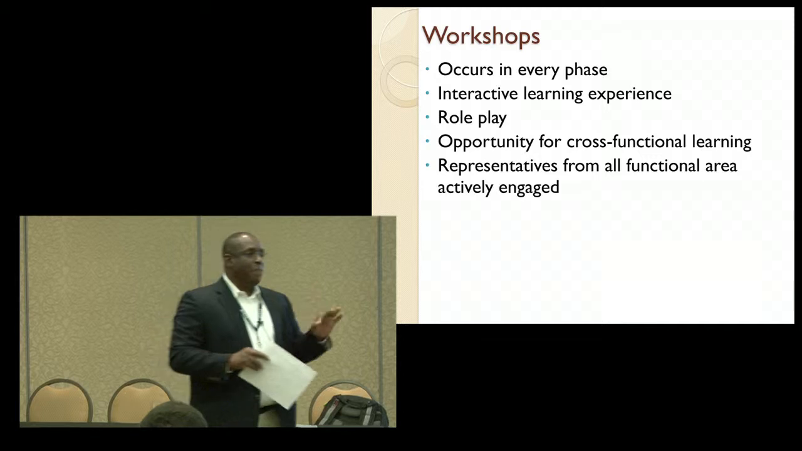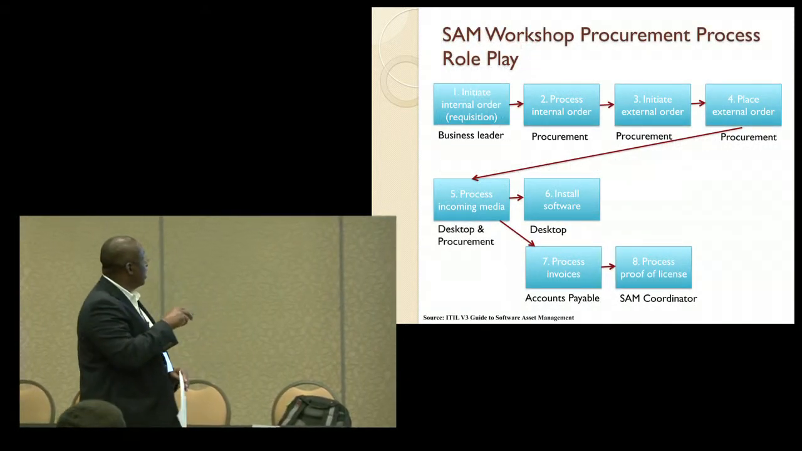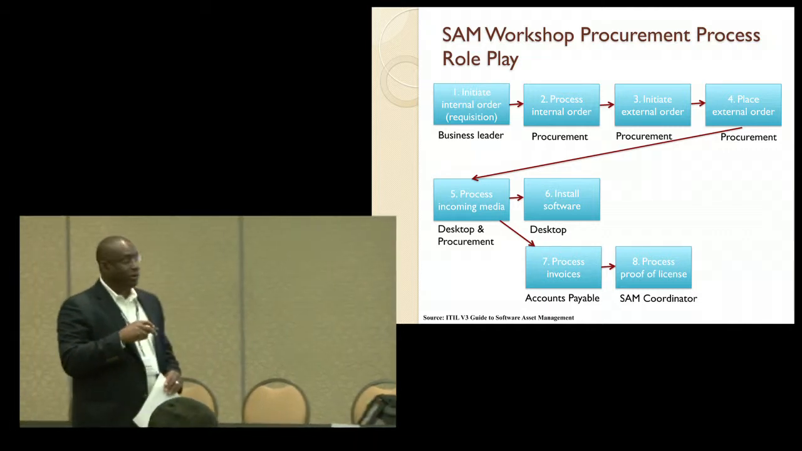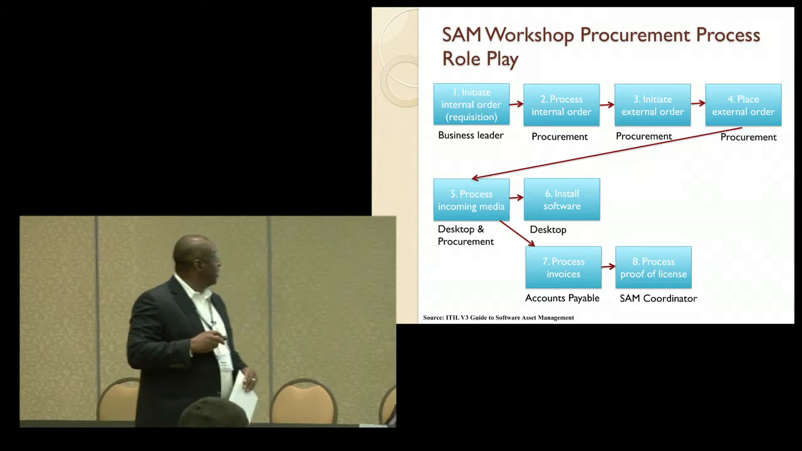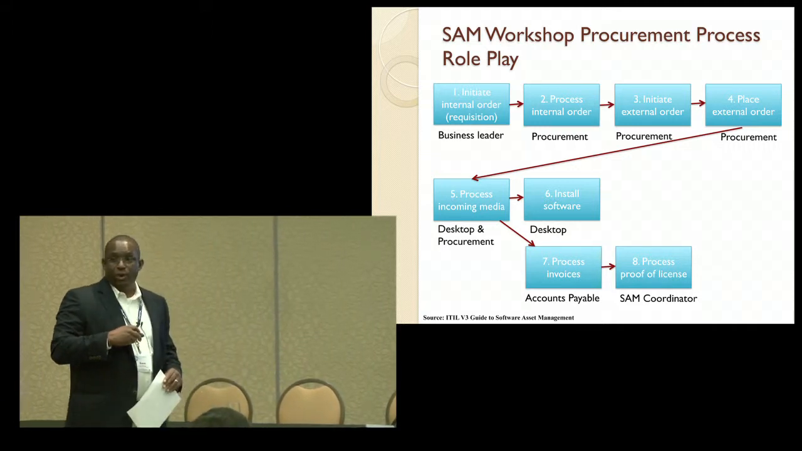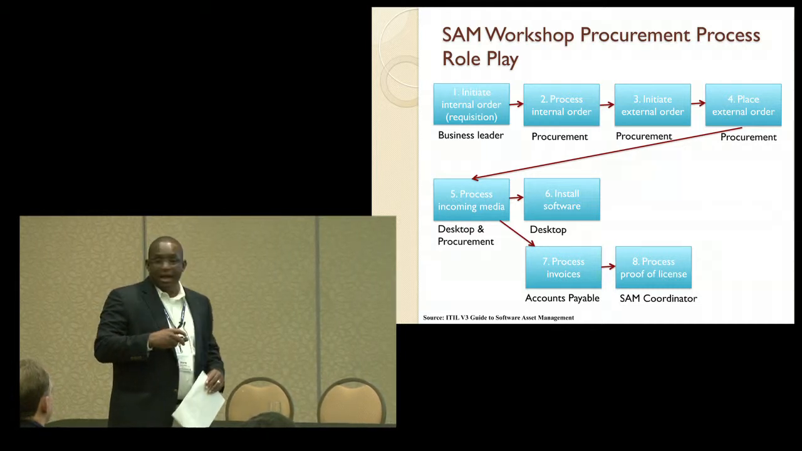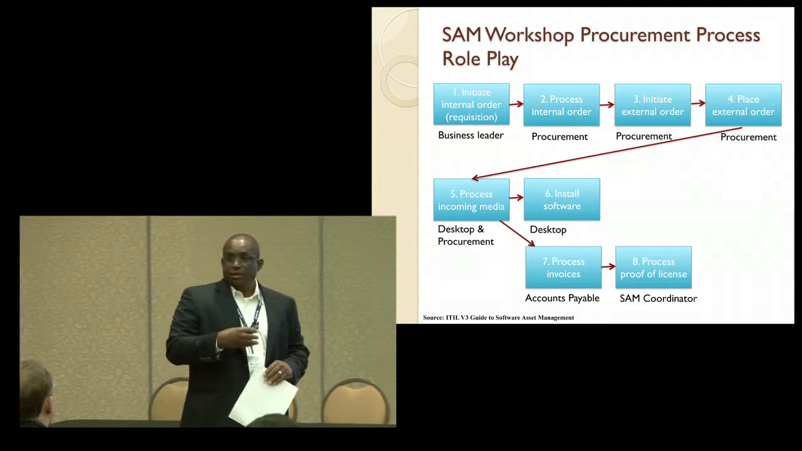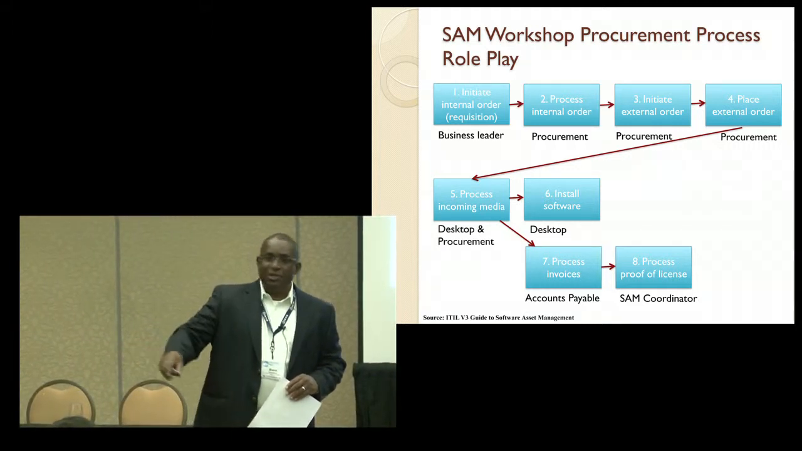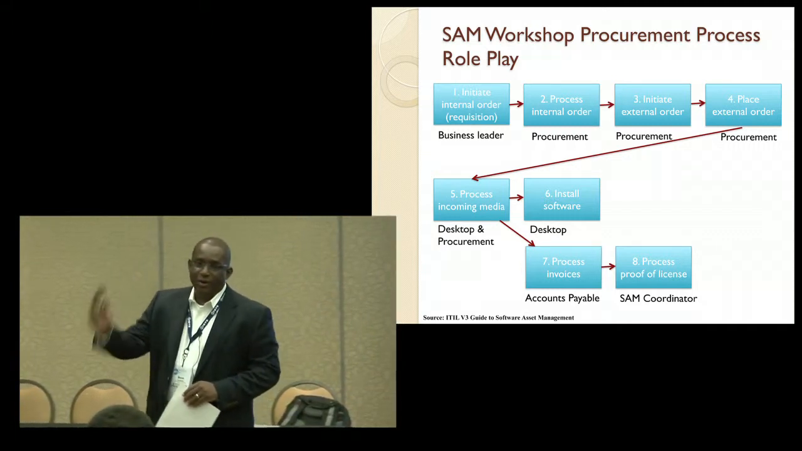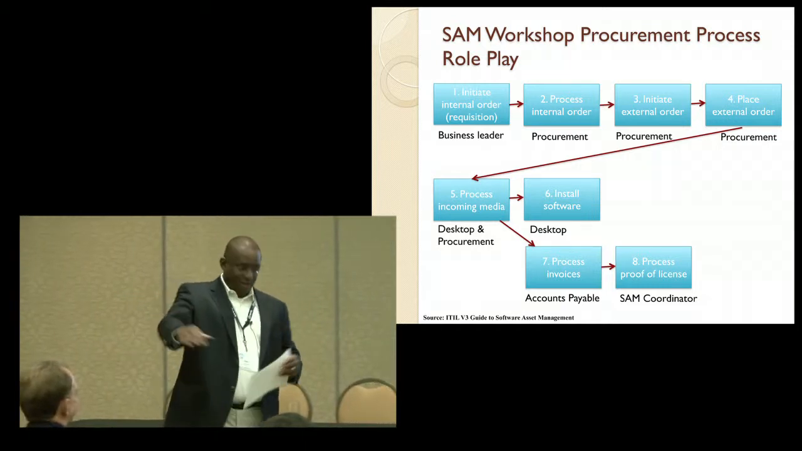So I'm going to simulate based on this process where we initiate an order, process an internal order. You initiate one for the external order, place that order, process the media for software. You're going to install it, right? There are going to be some invoices. And then you have to do a proof of license, right? So if I install it here on Van's machine, I want to make sure that I have Van's information, I know where he sits, I know his kid's name, I know all sorts of information about Van. So I know exactly where he is.